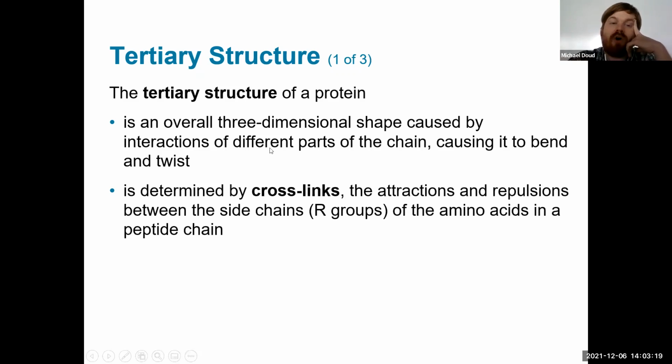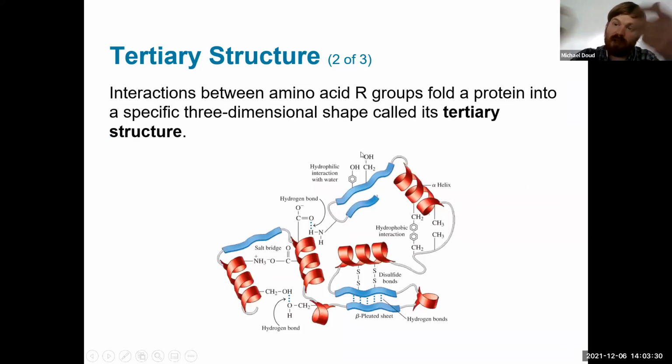Here, these are always going to be determined by the cross links, which are basically attractions or repulsions formed from the side chains of the amino acids. Polar side chains prefer other polar side chains. Non-polar side chains like other non-polar side chains. So if we look at this example of a tertiary structure, you can have all sorts of different interactions between side chains. If we have two phenylalanines next to each other, those are both nonpolar, so they're both going to be hydrophobic, and they're going to want to be next to each other. So we have this hydrophobic interaction that occurs here.